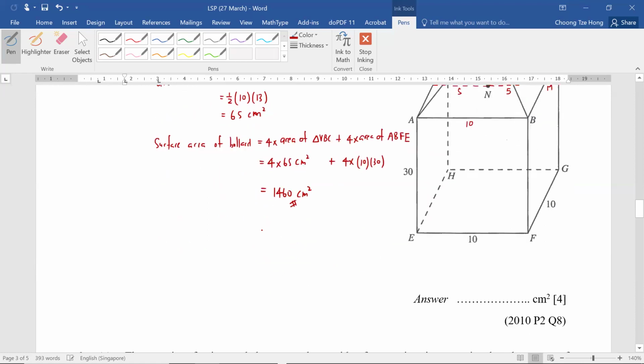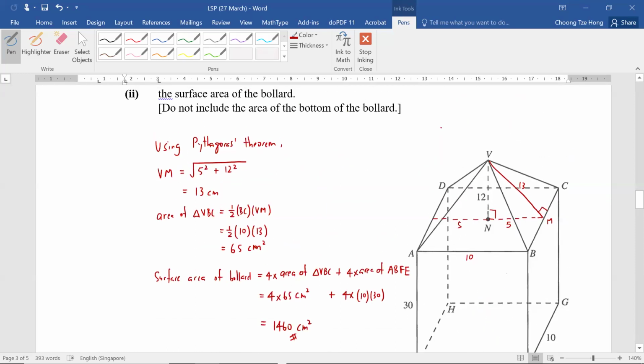So this one is still not considered too difficult a question. You just need to know the main thing for this part, how to find the area of the one triangular surface of the pyramid. Alright, so this is the 2010 paper 2 question A.